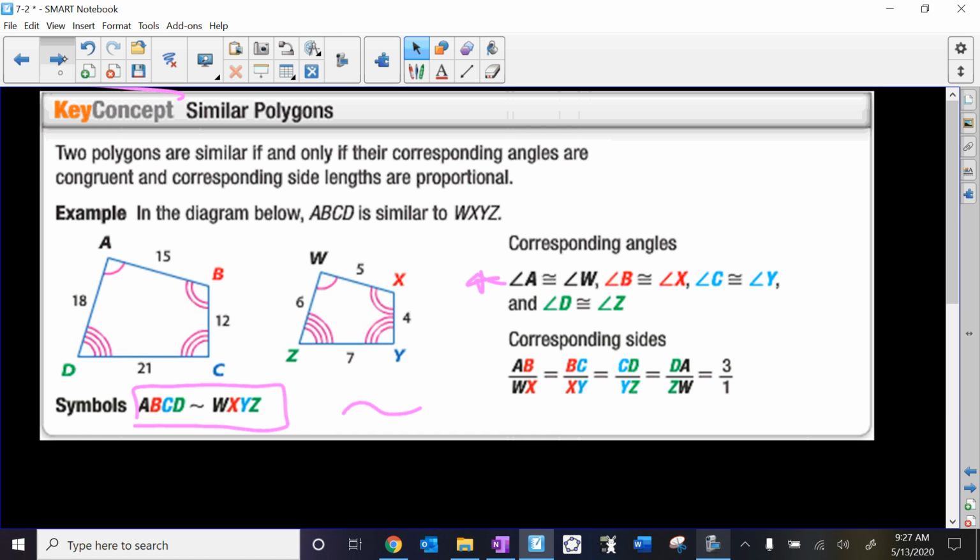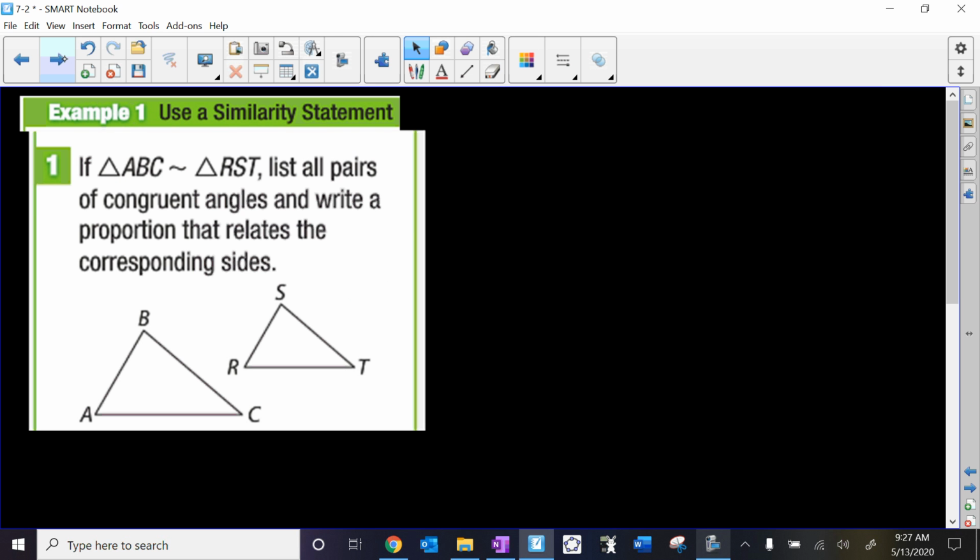So in example 1, they just want us to match up the congruent angles and then write the proportions that relate the corresponding sides. They'll give you a picture, but again, the picture can kind of be misleading. I would mostly use this similarity statement up here at the top. So I'm first going to start with the angles.